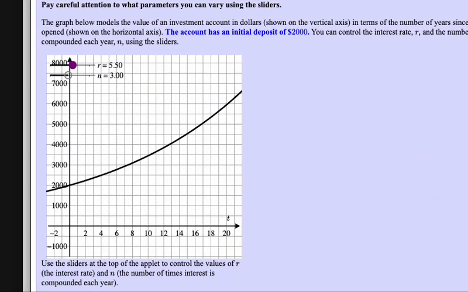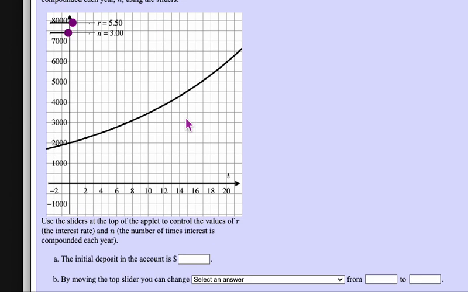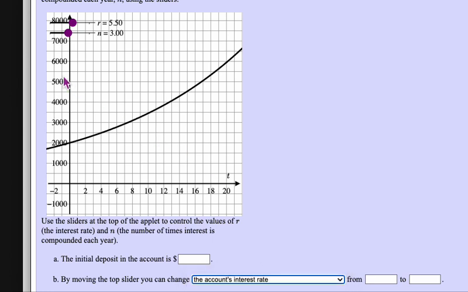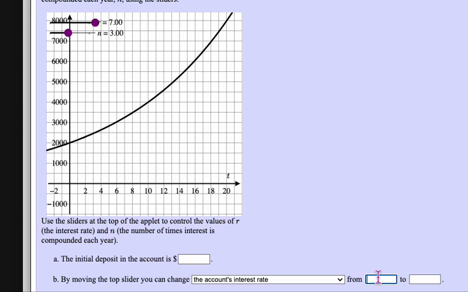So the initial deposit is $2,000. It says by moving the top slider, you can change the account's interest rate, that's the R, and it goes from a rate of 4 to a rate of 7 for mine. I don't know what yours is. That's from 4 to 7.